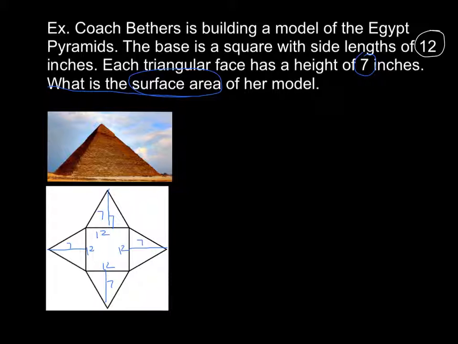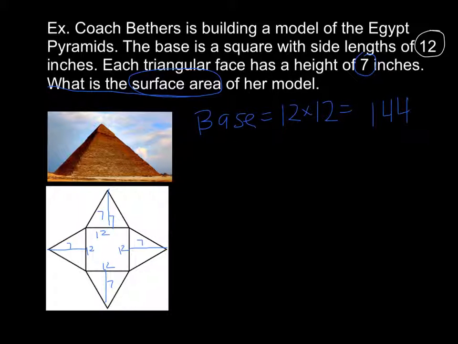To find the area of the base, I need to do length times width, or base times height. And it looks like I have 12 times 12, because it is a square. 12 times 12 is 144.